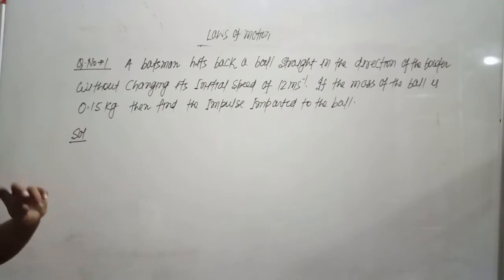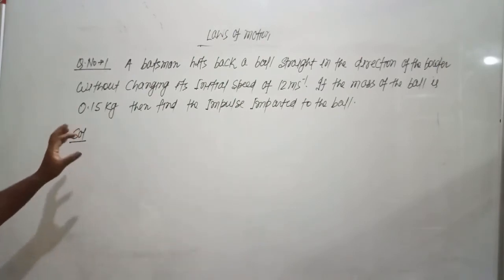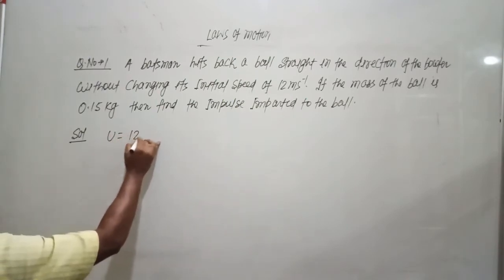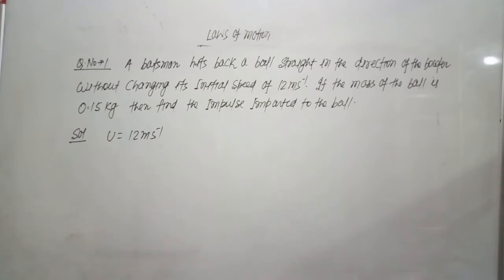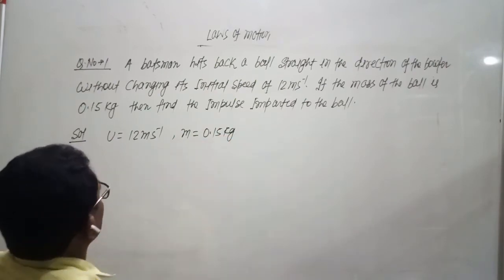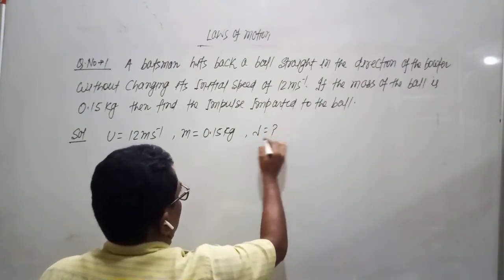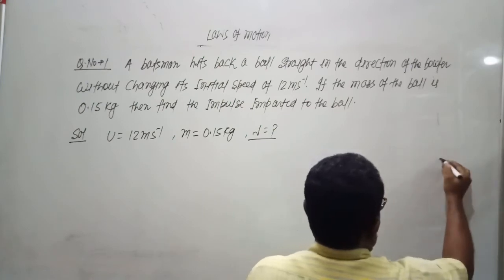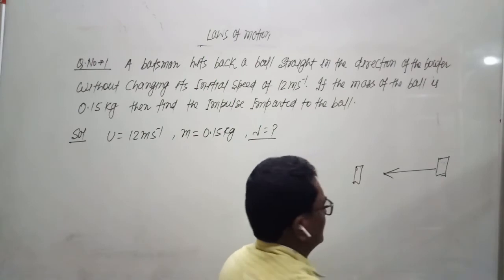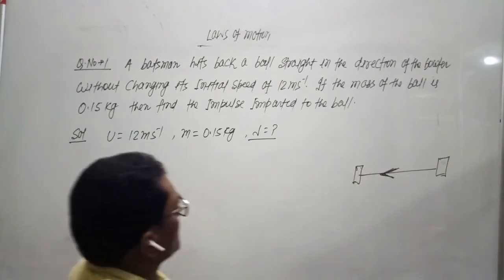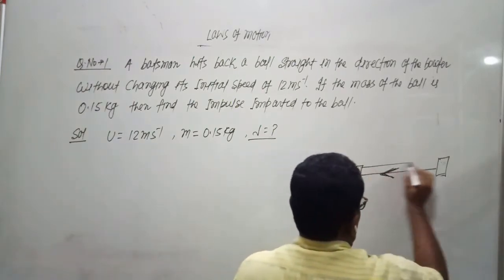So what is given? A batsman hits back a ball straight in the direction of the bowler without changing its initial speed of 12 meter per second. The mass of the ball is 0.15 kg, then find the impulse J. Suppose here is the batsman and here is the bowler. He throws the ball in this direction, and the batsman hits back the ball in this direction.